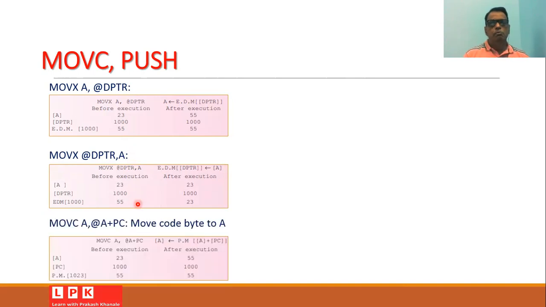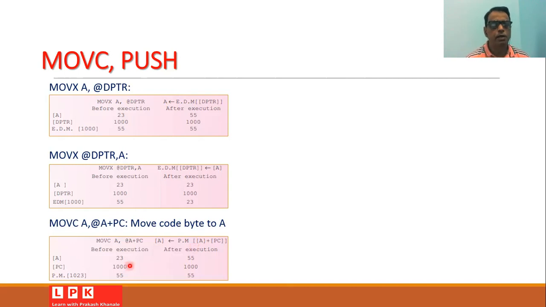We can move the code byte to the accumulator. For this, we can make use of the instruction MOVC, where C indicates the code byte: MOVC A, @A+PC. Whenever we write this instruction, the content of the accumulator plus the content of the program counter point to a memory location, and the content of that memory location will be moved to the accumulator.